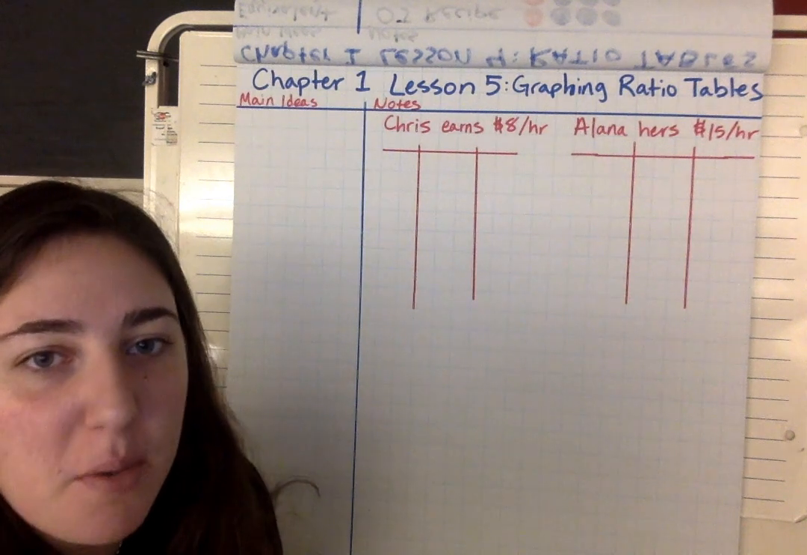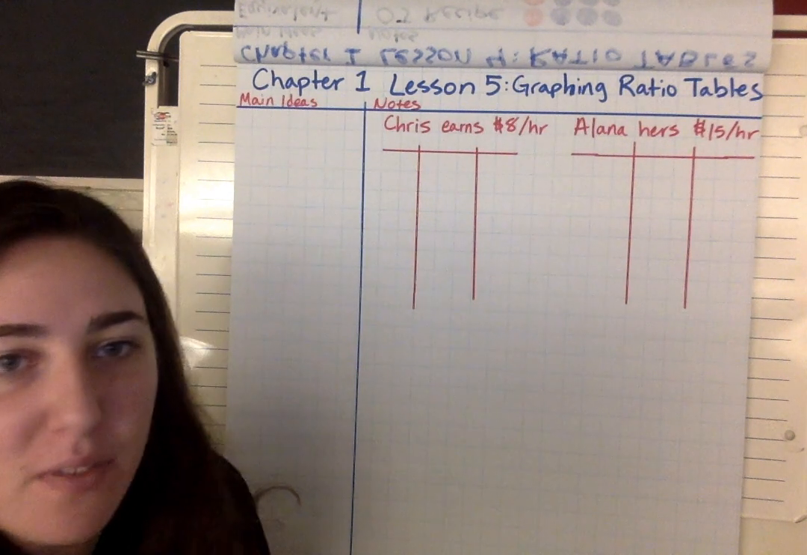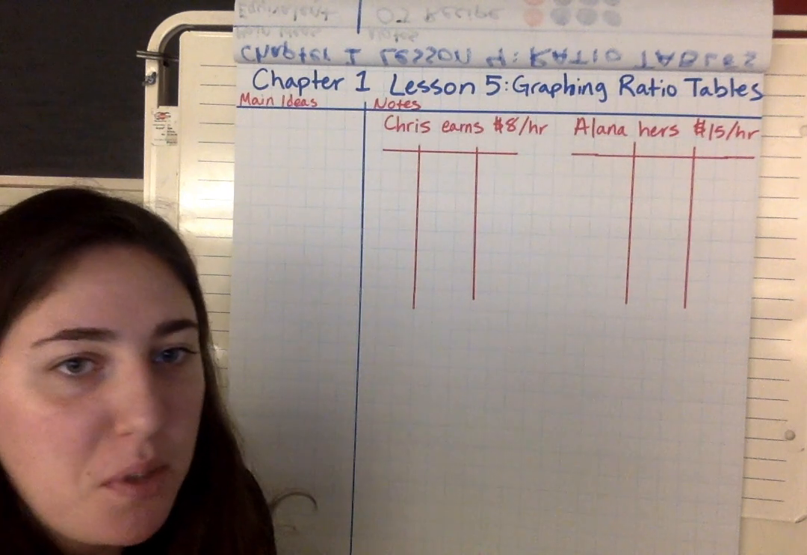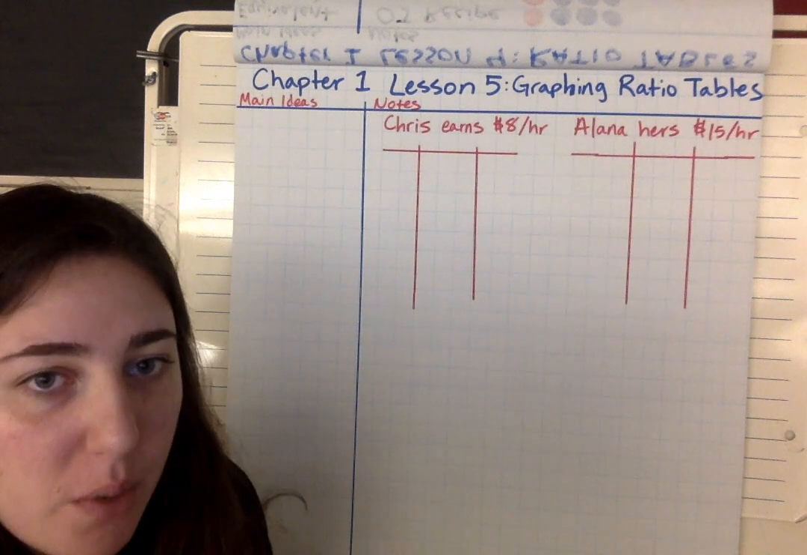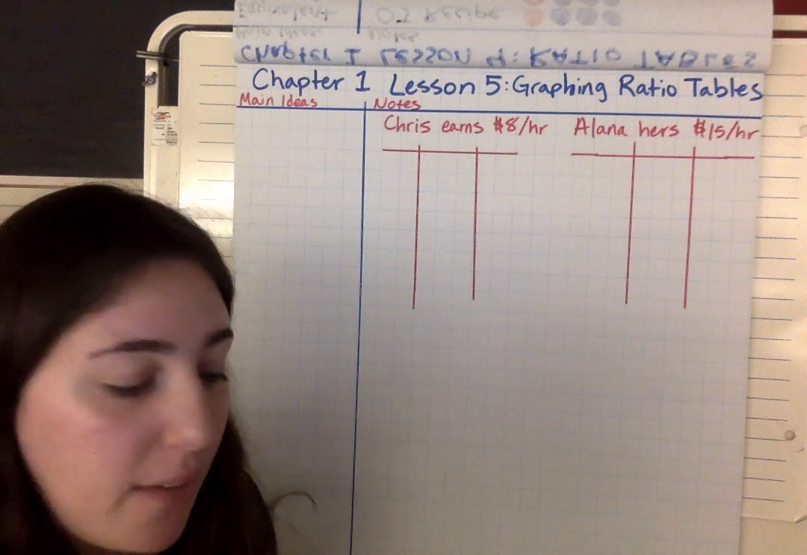Hey everybody, so today we're going to be learning from Chapter 1, Lesson 5, Graphing Ratio Tables. So in Lesson 4, we learned how to make ratio tables and what they were. Today we're going to learn how to graph them.